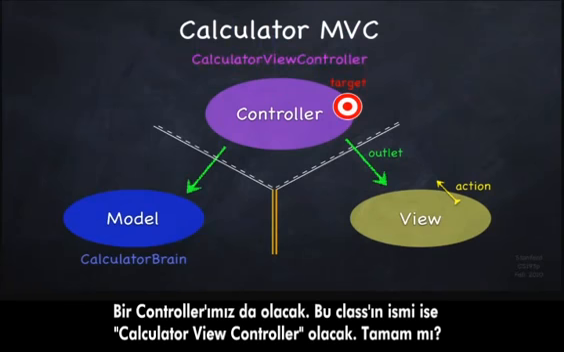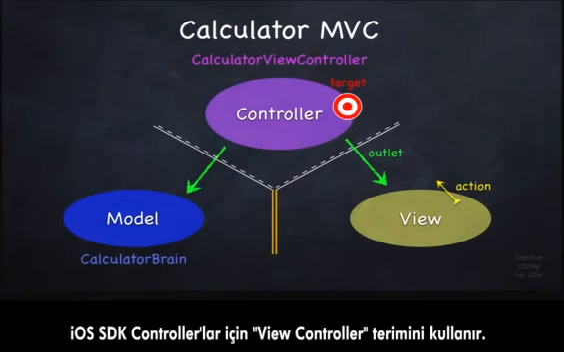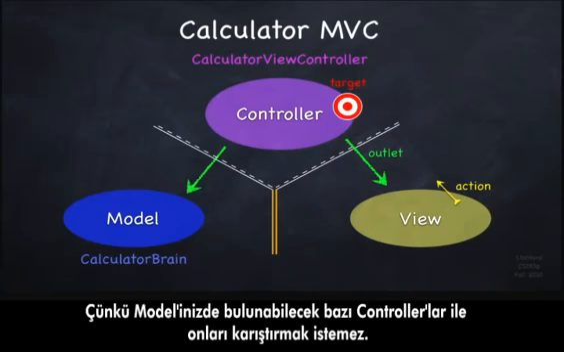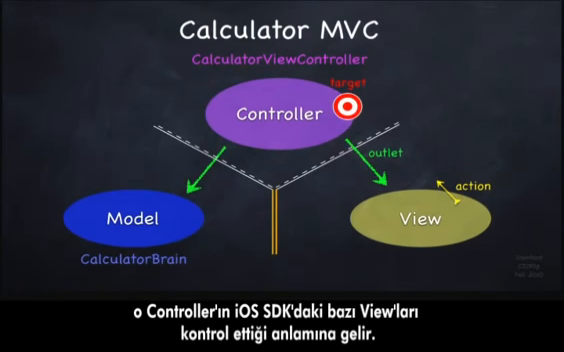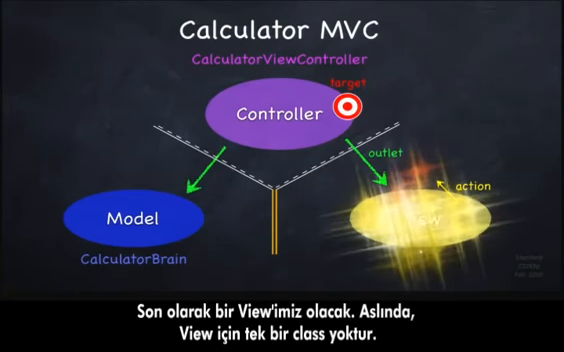We're going to have a controller. The name of that class is going to be Calculator View Controller. The iOS SDK uses the term View Controller for the controllers because it doesn't want to confuse them with some controller you might have in your model that's controlling something in the model. So when you see a class called something View Controller, that means a controller that is controlling some view in the iOS SDK.